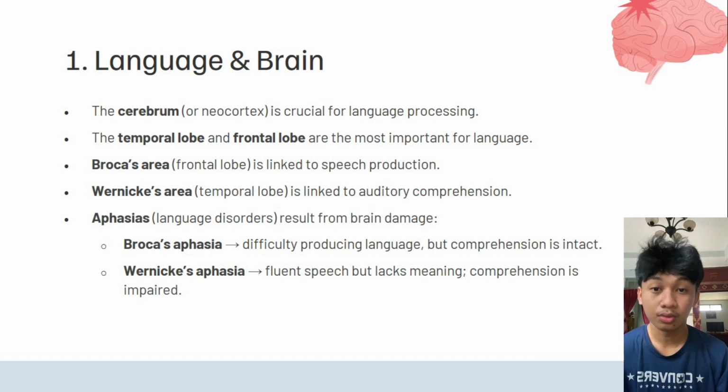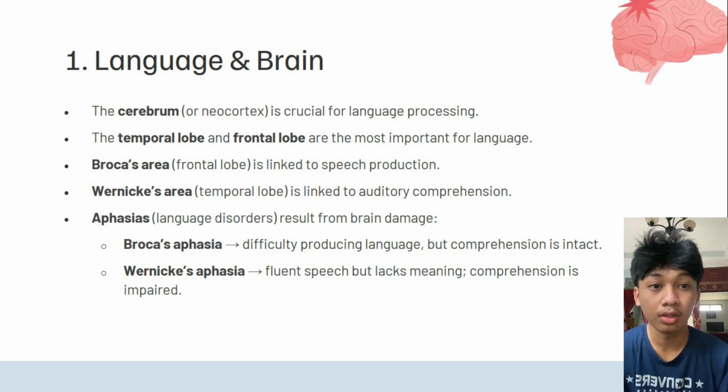Assalamualaikum warahmatullahi wabarakatuh. My name is Dimas Bintang Pratama, and I want to tell you about the first material, which is language and brain. Language and brain includes 5 points. The first one is the human brain, especially the cerebrum or neocortex, is responsible for language processing. The cerebrum is the outermost layer of the brain that plays a role in various cognitive aspects, including motor movements, sensation, and language.